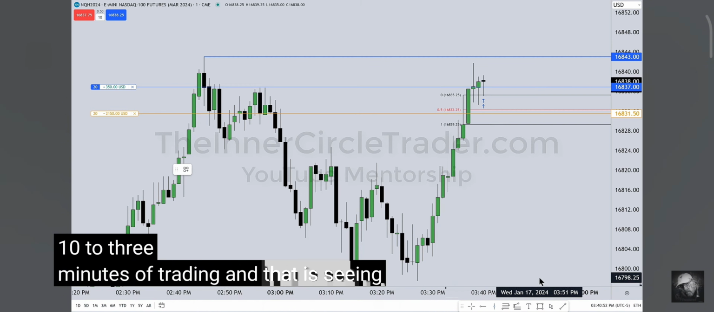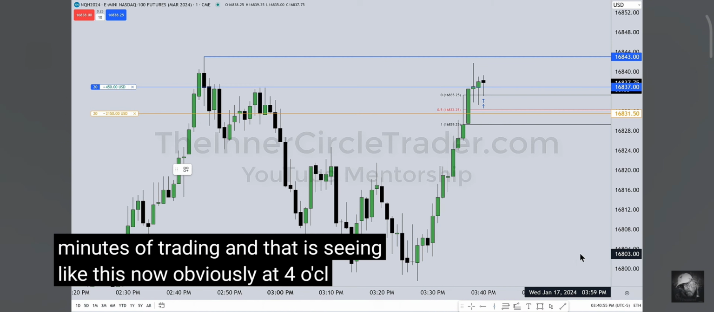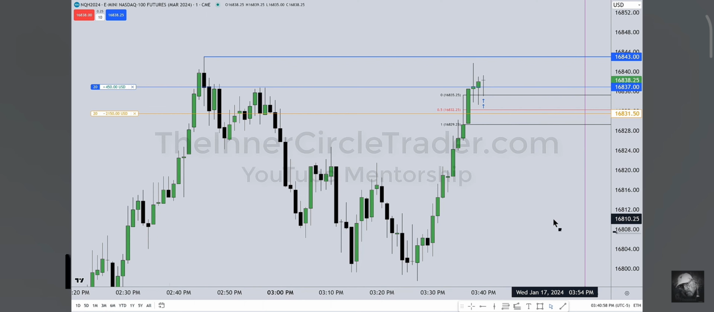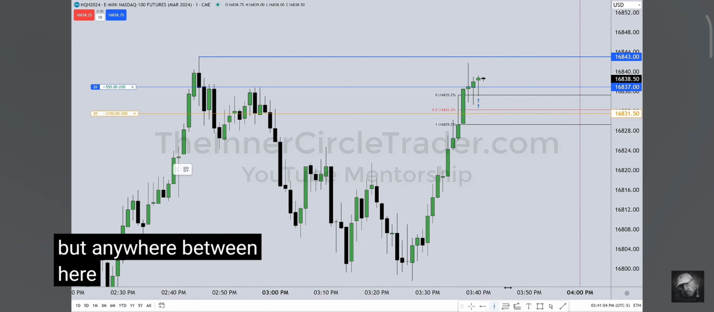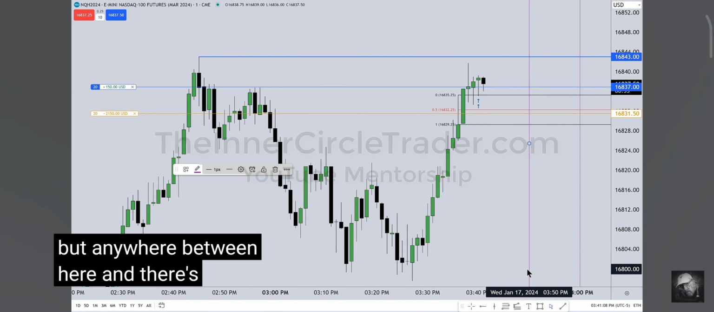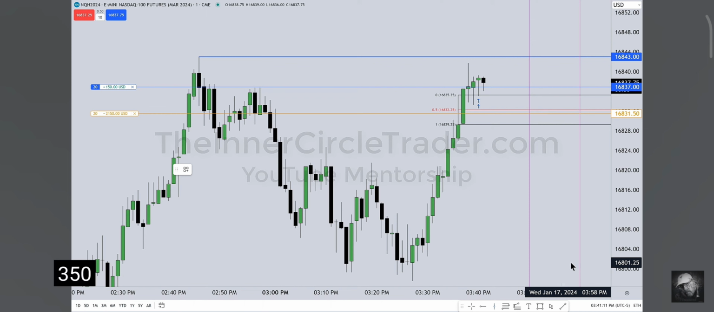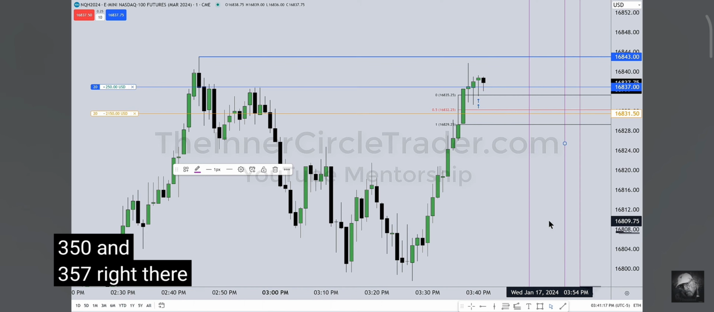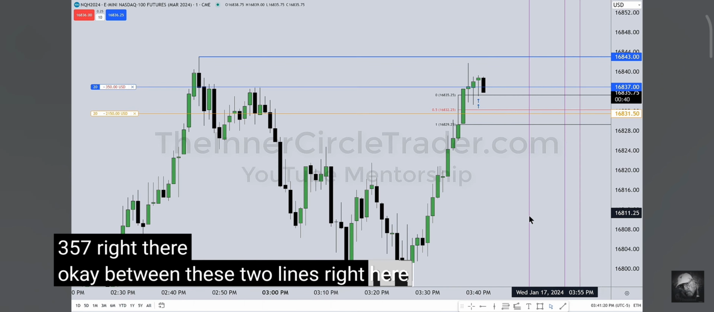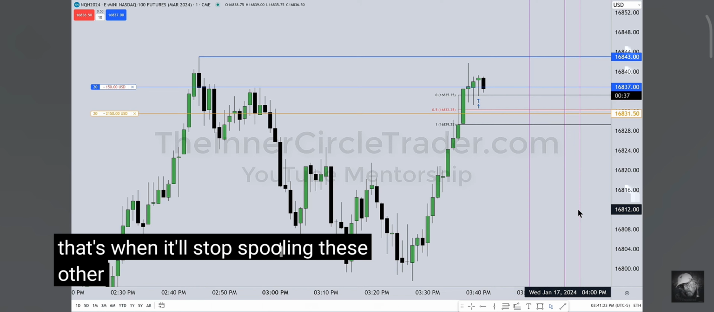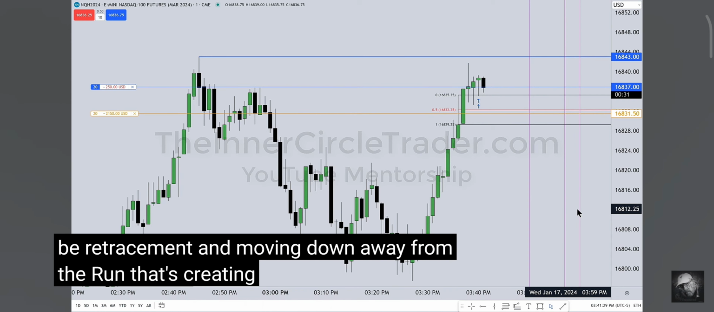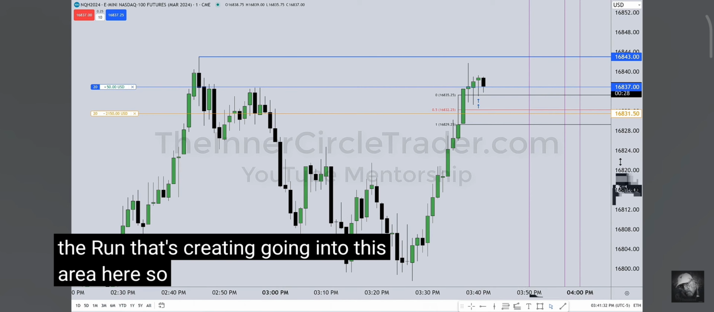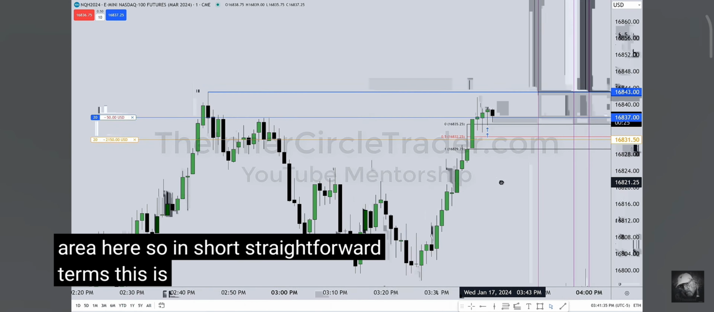And that is seen like this. Now, obviously, at 4 o'clock, it doesn't stop trading. But anywhere between here and there's 350 and 357 right there. Okay, between these two lines right here, that's when it'll stop spooling. These other couple minutes, they are going to be retracement and moving down away from the run that's creating, going into this area here. So in short, straightforward terms, this is going to go higher.